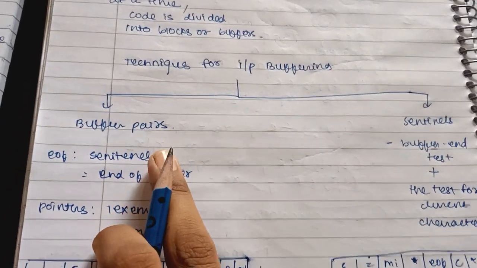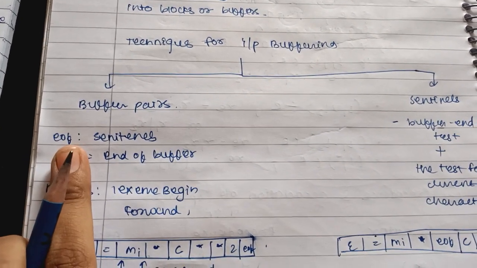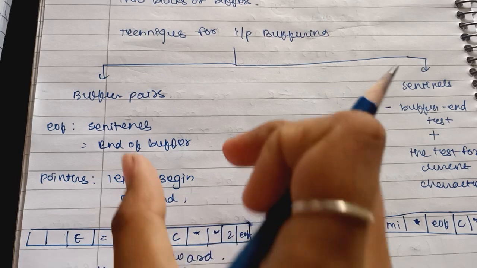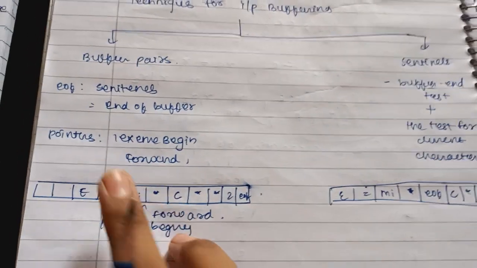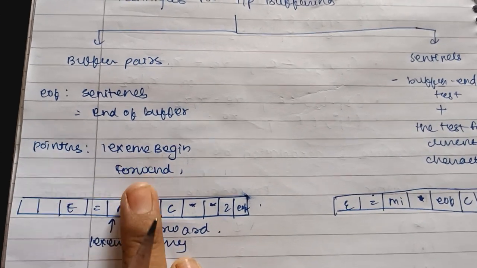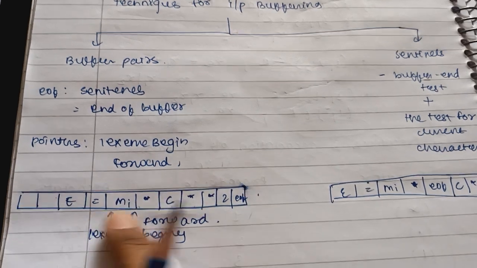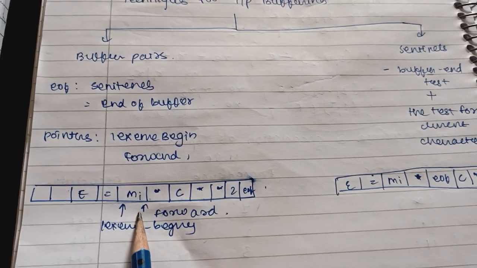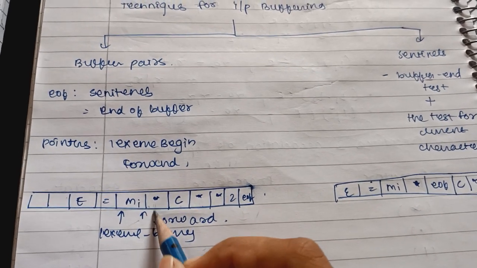In buffer pairs, we use some terminologies. EOF is the end of buffer, which marks the ending of the buffer, or the blocks into which we have divided the source code. Then we use two pointers, that is lexeme begin and forward. This is my string, you can say a line of some code. Let's see, my lexeme begin is beginning from this, and I'll have a forward pointer over here.